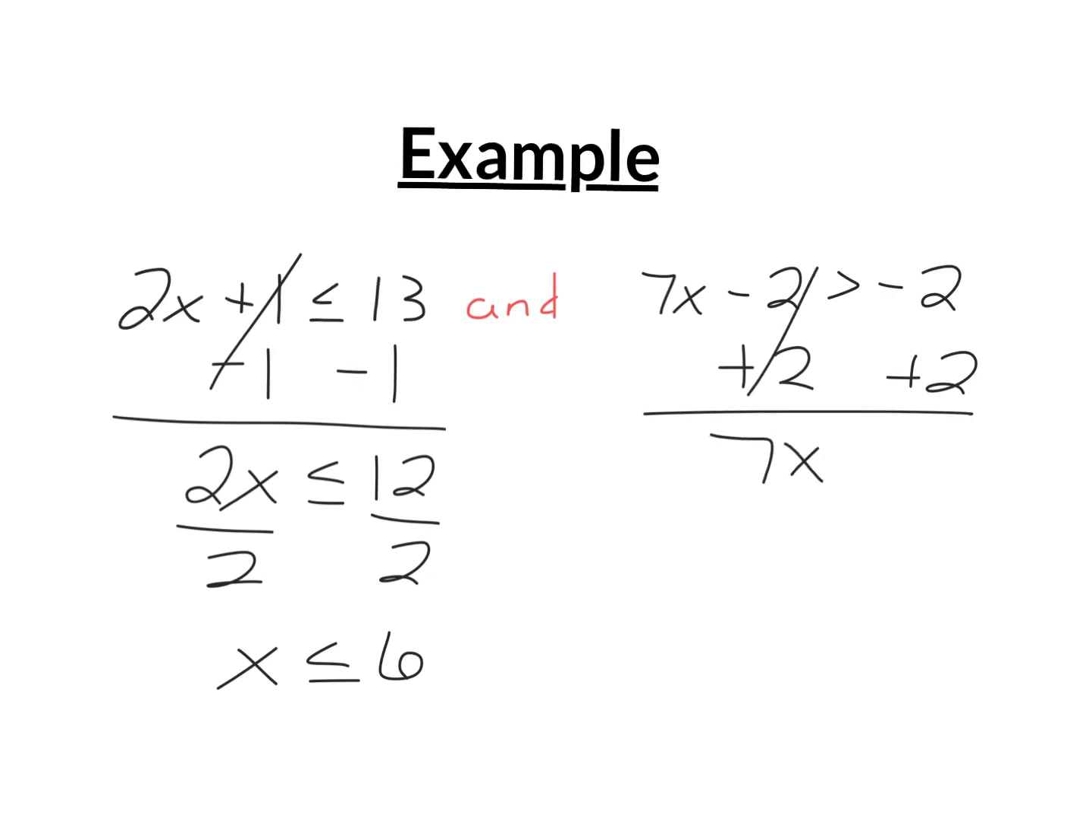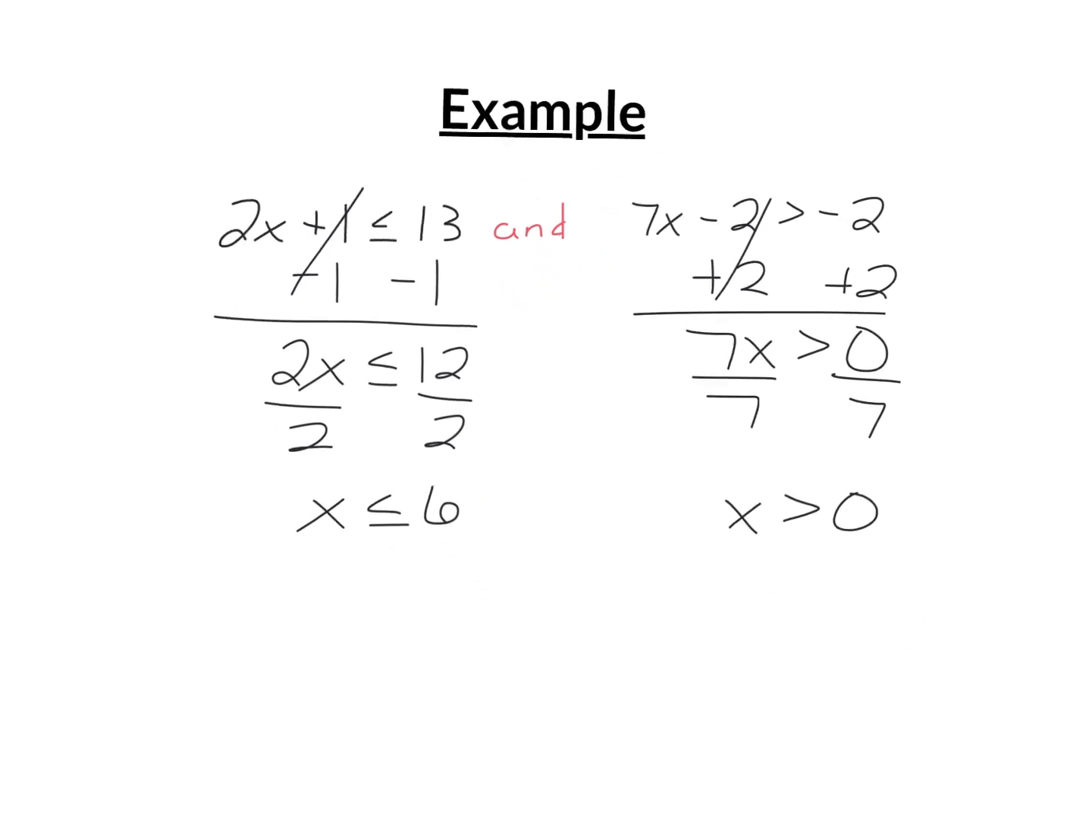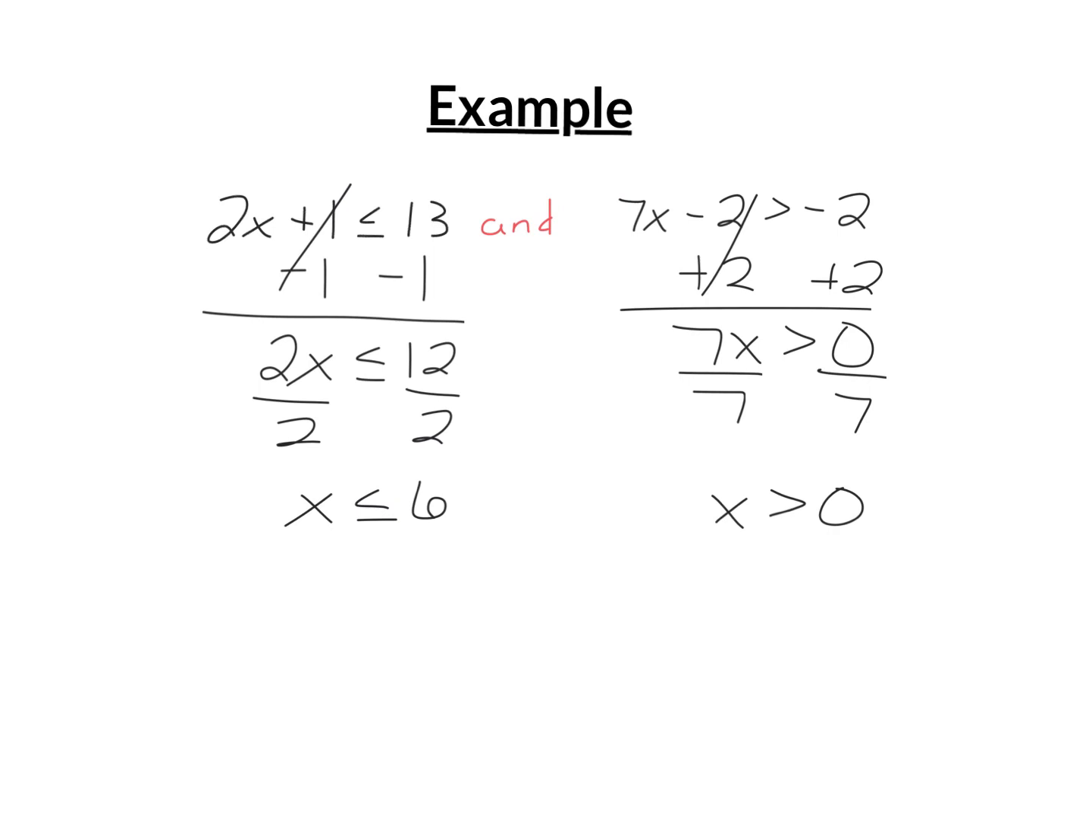Add 2. So I have 7x is greater than 0. Last step. Divide by 7. X is greater than 0. Okay, now we got a graph. So I'm going to draw my number line. I'm going to plot my points. Some of us were like, I'm going to put 6 over here. I'm going to put 0 over here. Why is that wrong? Because it needs to be in least to greatest order. So 0 needs to be over here. 6 is over here.